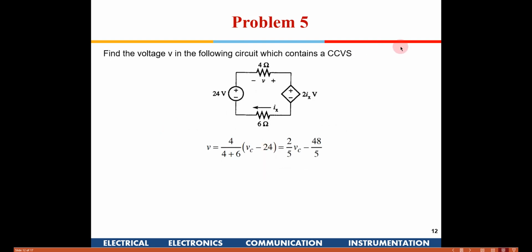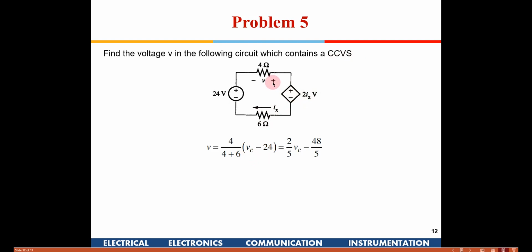First we can find out the voltage V. Let's try and write an equation for voltage V. This is what we need to find out, right? So it is a potential divider right here. If you see the polarity, VC is the voltage 2Ix, I have denoted it by VC, which is known as the current controlled voltage source. So this VC is nothing but 2Ix.